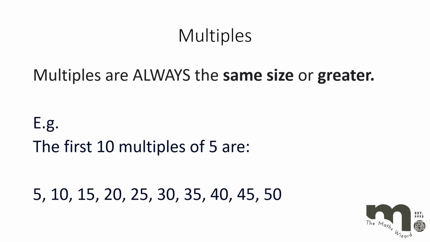The first 10 multiples of 5 are listed below. So we've got 5, 10, 15, 20, 25, 30, 35, 40, 45 and 50. And you can just keep going there. You could just keep going up in fives forever and ever and ever, which is why I said at the start, you'll be able to list some multiples of particular numbers. So let's do a bit of practice then.